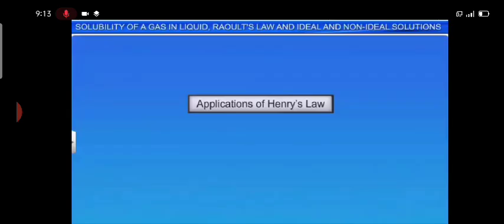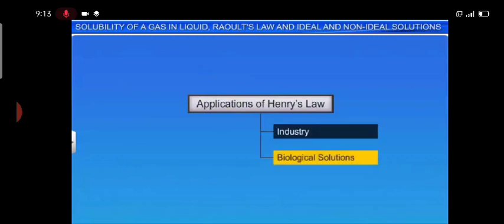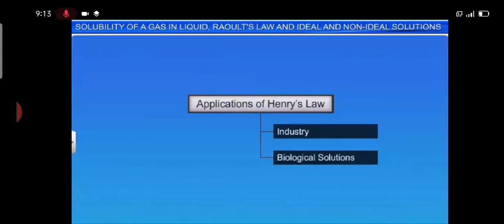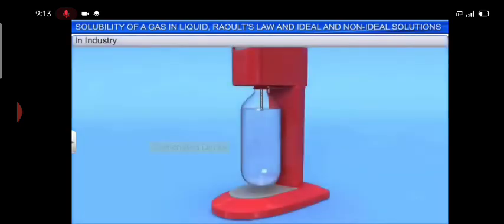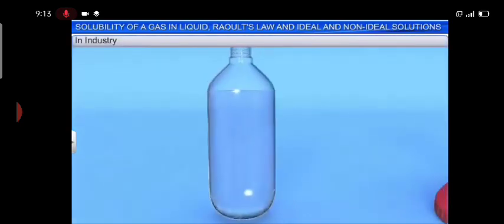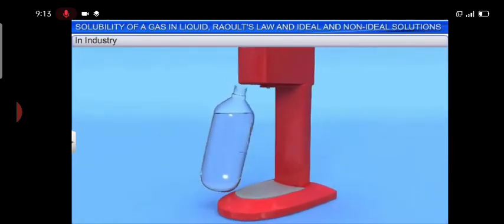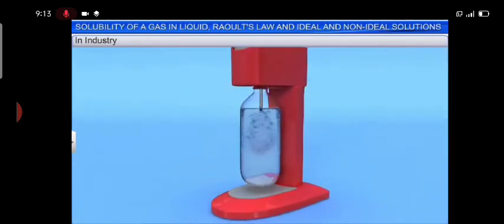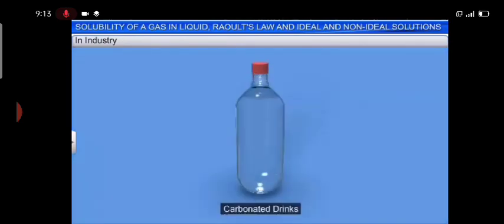Let us now discuss some important applications of Henry's law in the industry as well as in biological solutions. Carbonated drinks are packed under high pressure of carbon dioxide, some of which gets dissolved in the beverage. When the bottle is opened, the partial pressure of carbon dioxide above the solution drops. As a result, some of the dissolved carbon dioxide comes out of the solution as bubbles.